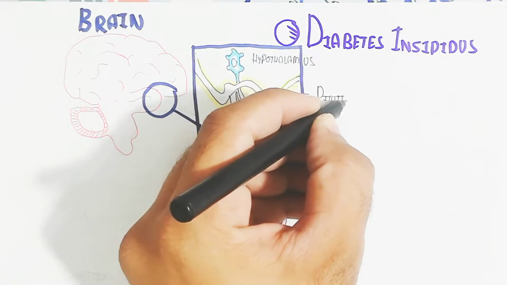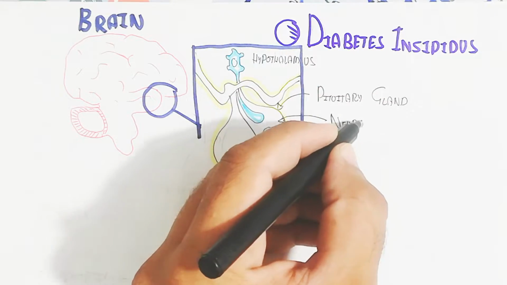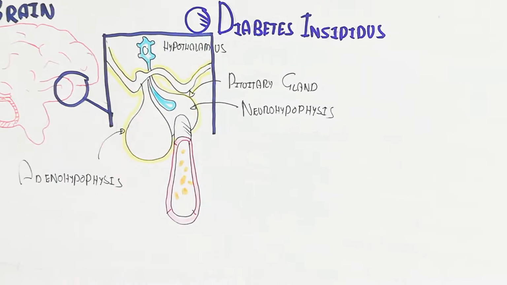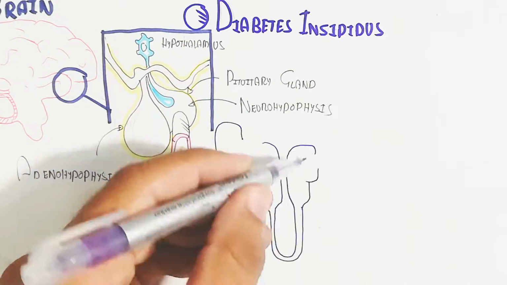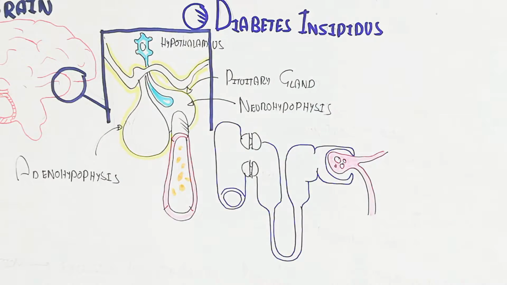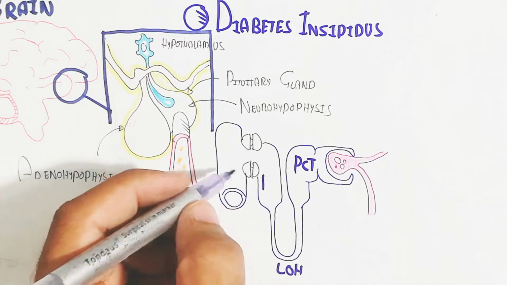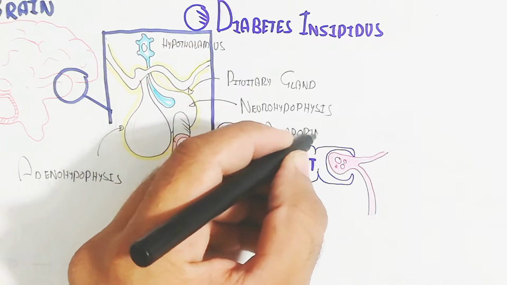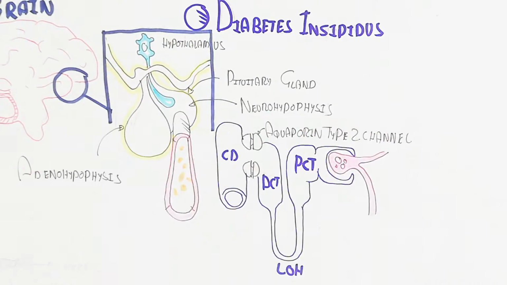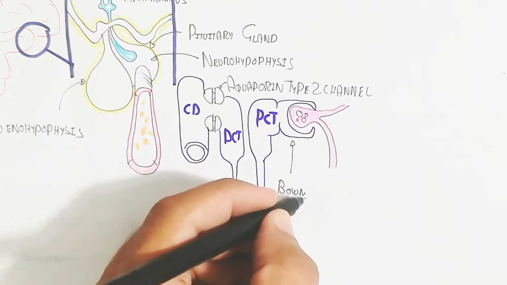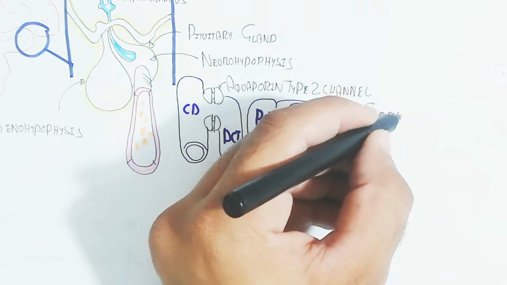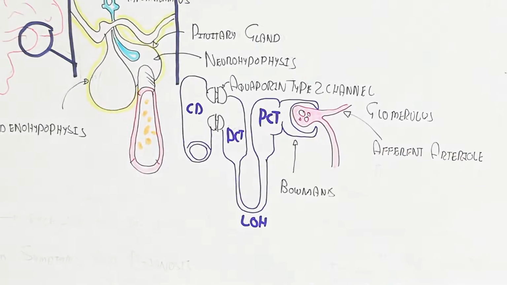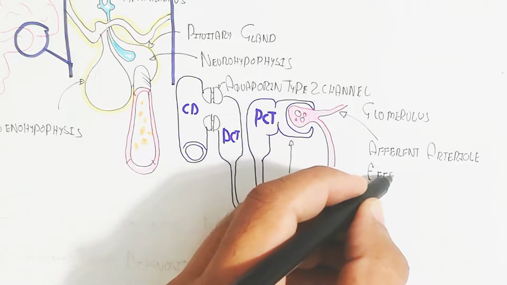For example, the hypothalamus, triggered by blood pressure regulation, will stimulate the neurohypophysis to produce the antidiuretic hormone. This antidiuretic hormone is very important for the reabsorption of water during excretion in the nephron. The collecting duct and the distal convoluted tubule are involved in reabsorption through the aquaporin type 2 channel, which is created by the antidiuretic hormone. This is the glomerulus, Bowman capsule, afferent arteriole, and efferent arteriole.